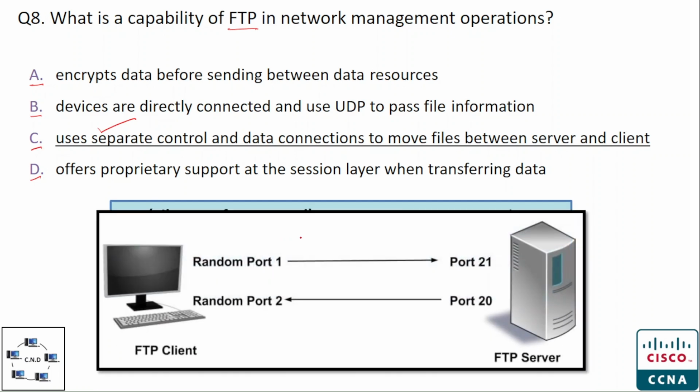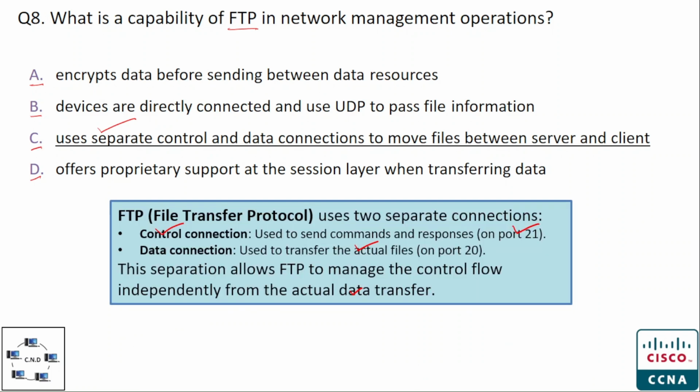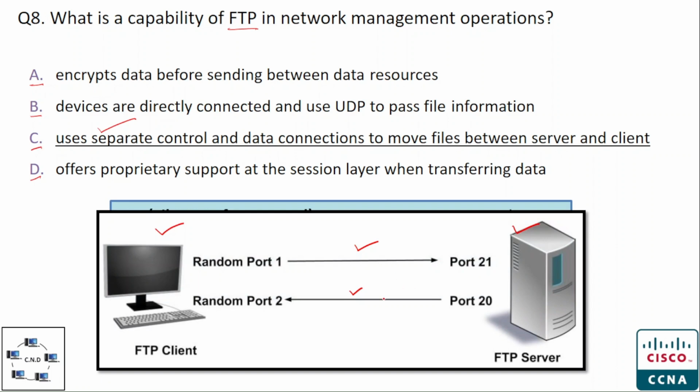And this is how an FTP connection looks between an FTP client and an FTP server. So it basically maintains two connections. One is for data, as we studied, and the other is for control. The data link, or the data connection, uses port 20 on the server, while the control connection uses port 21 on the server.